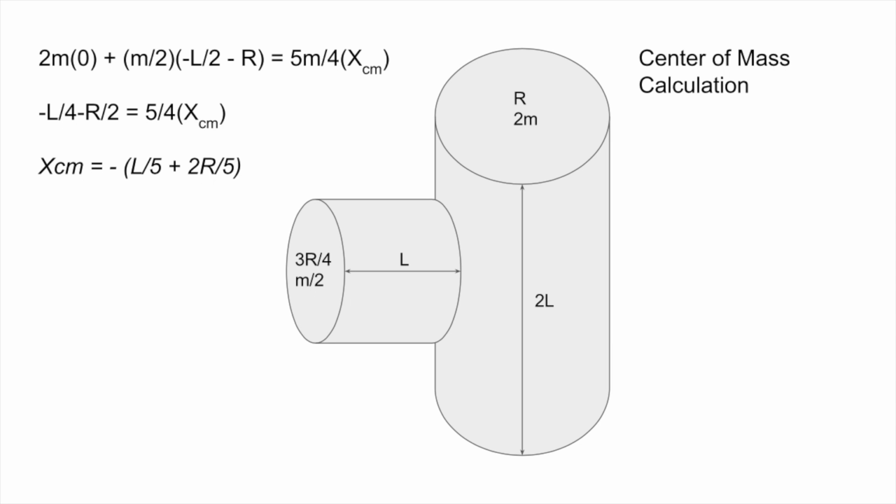A center of mass calculation can be done by finding a mathematical relationship between the centers of mass of the larger cylinder and the smaller cylinder. Here we find the position of our center of mass to be -L/5 + 2R/5. This corresponds to the assigned radii, masses, and lengths of the cylinders.